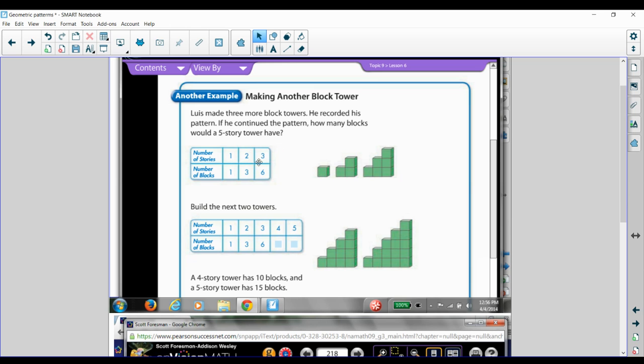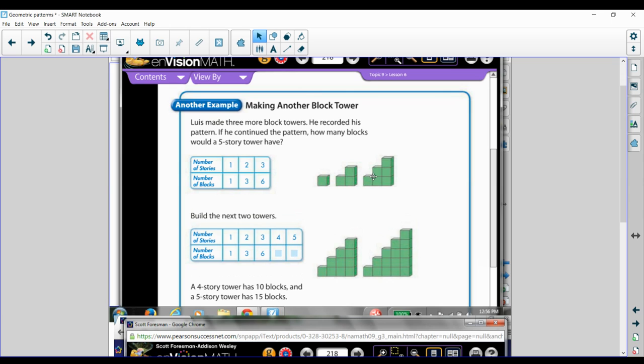So I went 1, 2, 3 stories. There's 1 block. There's 3 blocks. There's 6 blocks. Okay, so I want to build the next 2 towers. Hey, if you've got Legos, go for it. Great way to do it. If not, use your grid paper. If you don't have grid paper and you can't print it, I gave you, just use a piece of lined paper.